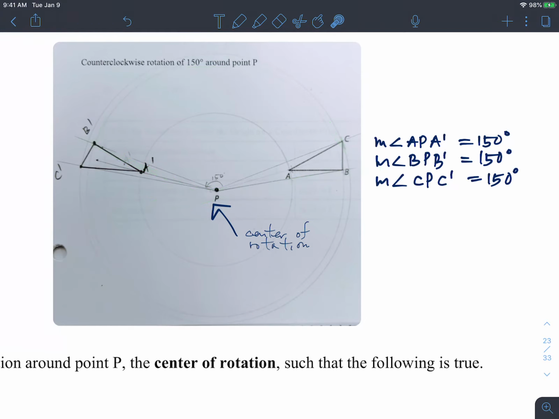And I did that for A, P, A prime, B, P, B prime, C, P, C prime. They look about all the same, right? Yes. On my protractor, I measured 150 degrees for all of them. And I connected A prime, B prime, C prime. And look, it's the same exact shape, guys. And that is how you do them.